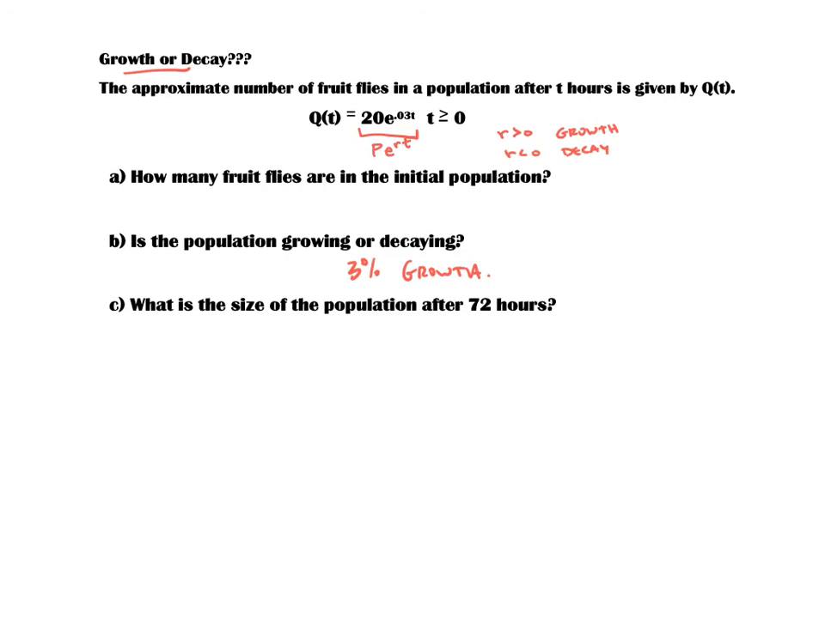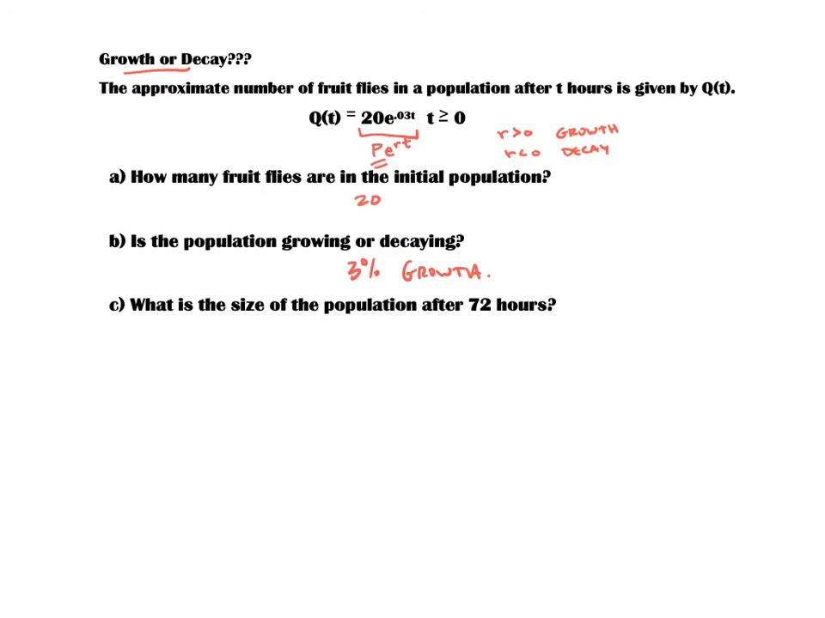Okay, so let's look at the remainder of this problem. Part A says how many fruit flies are there in the initial population. So the initial population will be the value of P. Therefore, there are 20 fruit flies, or I don't know, it doesn't specify, but maybe there's 20,000 fruit flies. I don't know, that would be pretty aggressive. Okay, so that's our initial value.